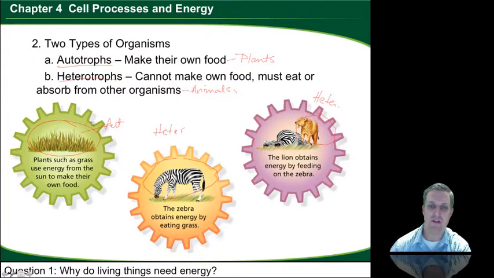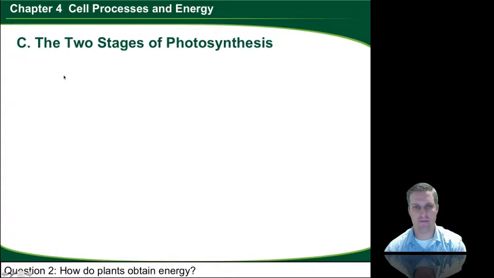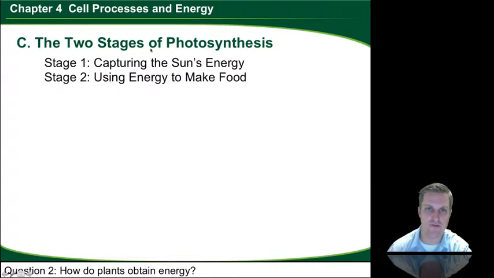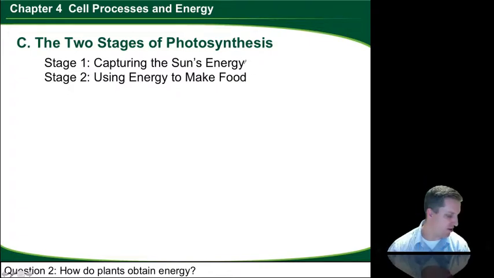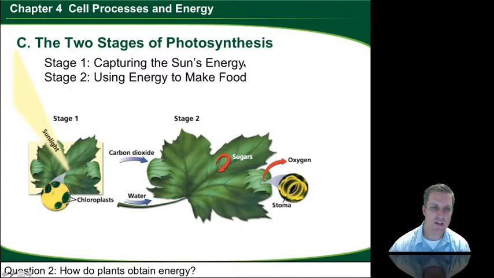Okay? So you can see how important it is that we understand the 2 types. Those that make their own food, autotrophs. Those who don't, heterotrophs. Now, photosynthesis, as we said, there are really 2 stages. The first stage of photosynthesis actually captures the sun's energy. And then there's a second stage where it uses the energy to make food. And we're going to talk about both of those through this image here.